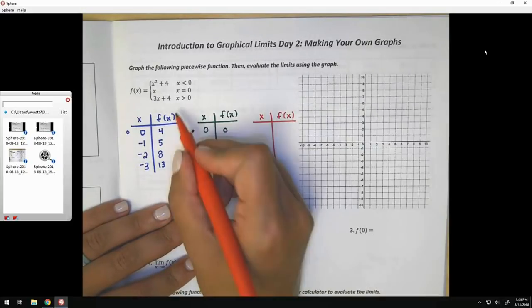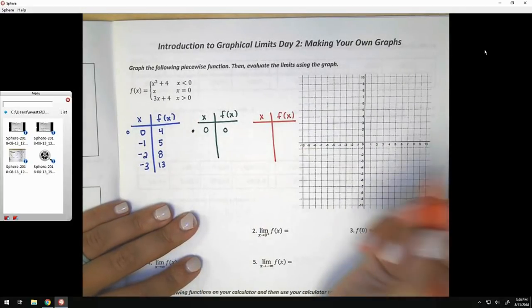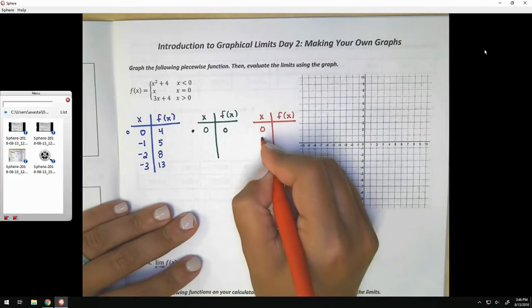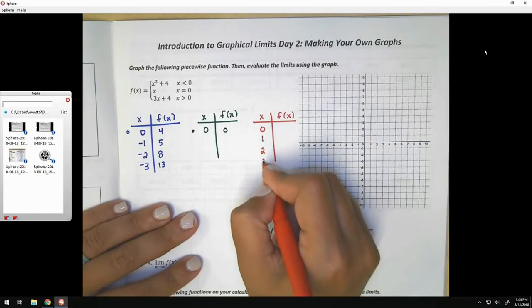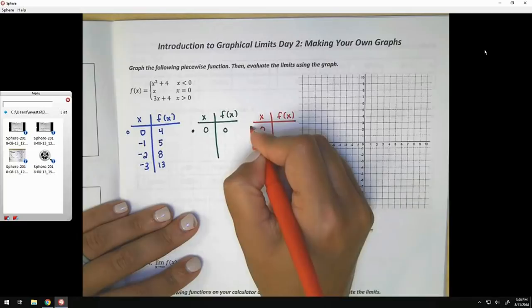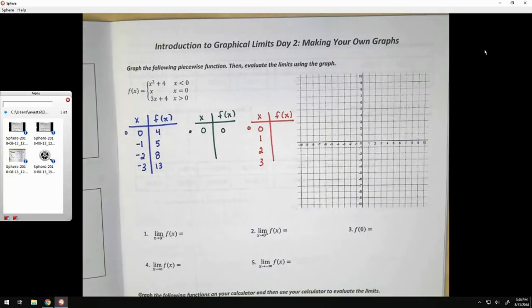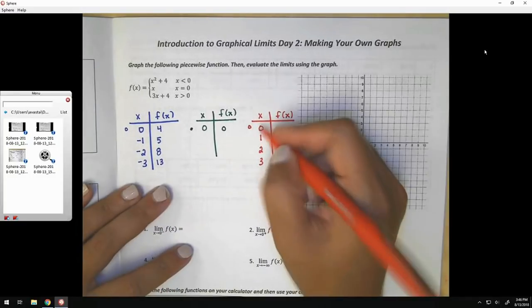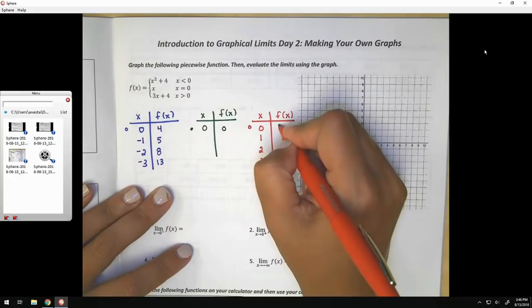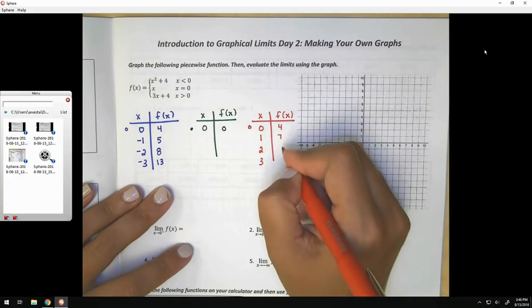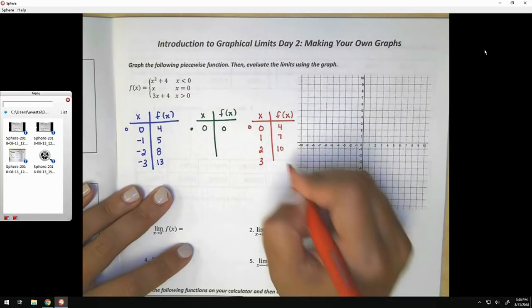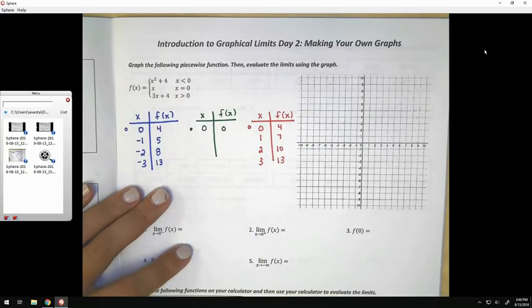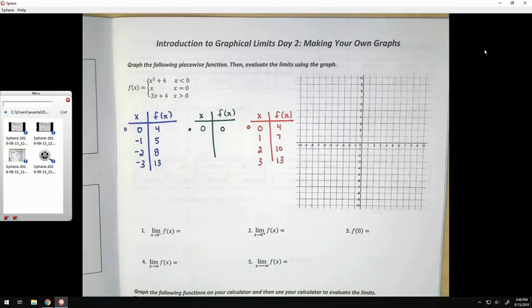The last table that I would create would be x and f of x. It says x has to be greater than 0 for that part of the graph. So I would start with 0, then 1, 2, and 3. And I know that this 0 is going to have an open circle because it's not equal to 0 for that part of the graph, for that domain. If I substitute these numbers into that function, I get 4, 7, 10, and 13. Now what I'm going to do is actually make my graph.